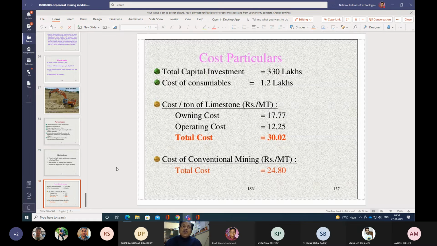So this is the comparison of cost parameters. Today we have discussed the surface miner technology, and besides that we have also discussed the rock breaker technology. So surface miner technology is called eco-friendly mining technology, environment friendly mining technology. I hope you have understood what I have conveyed to you. Please go through the materials and books to understand the subject.